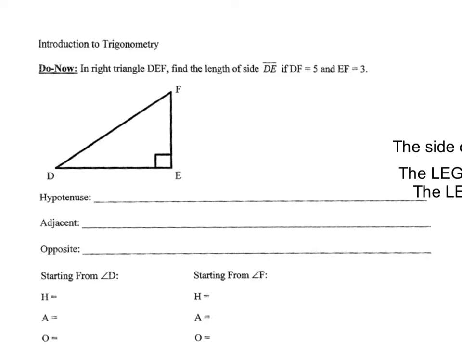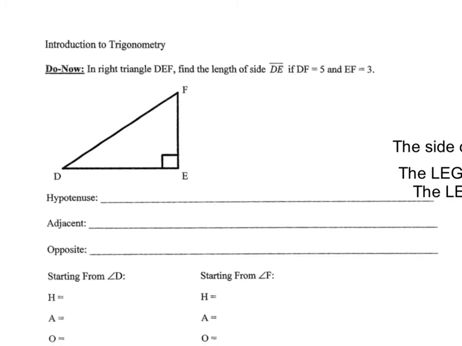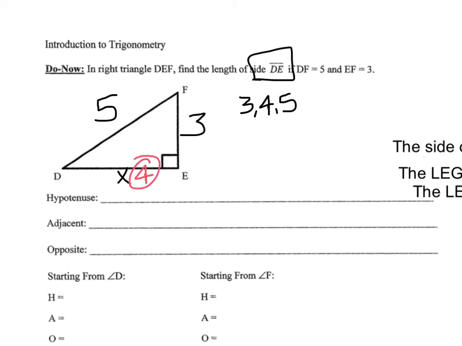The first thing it says is, in right triangle DEF, find the length of side DE. DF is equal to 5 and EF is equal to 3. So to find the length of DE, DE would be x in this case. There's two ways to do it. You can either use the Pythagorean theorem or just remember your 3, 4, 5 triplets, which I've mentioned on several occasions. So this has to be 4.